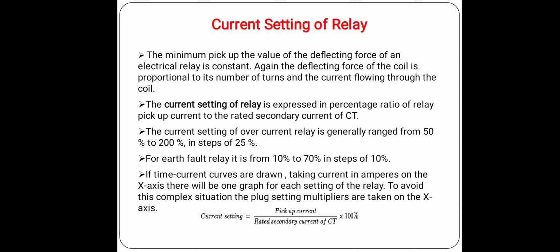Now if time current curves are drawn, with current taken in ampere on the x-axis, there will be one graph for each setting of the relay. That means if we have provided the current setting, there will be a large number of different values of the current at which we can set the relay. So one graph for each setting of the relay is a very complex situation, and to avoid this type of complexity, we will use the plug setting multiplier on the x-axis.